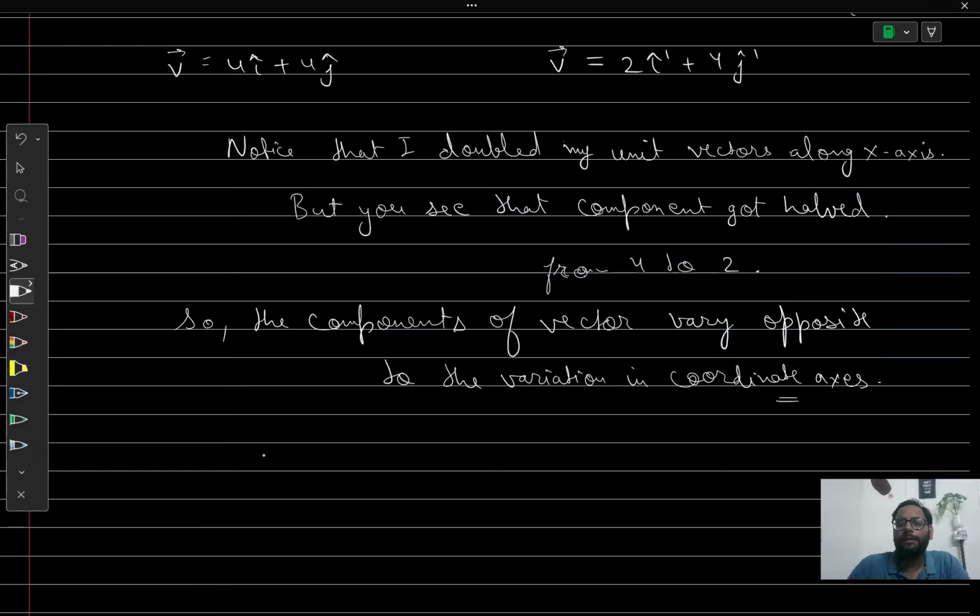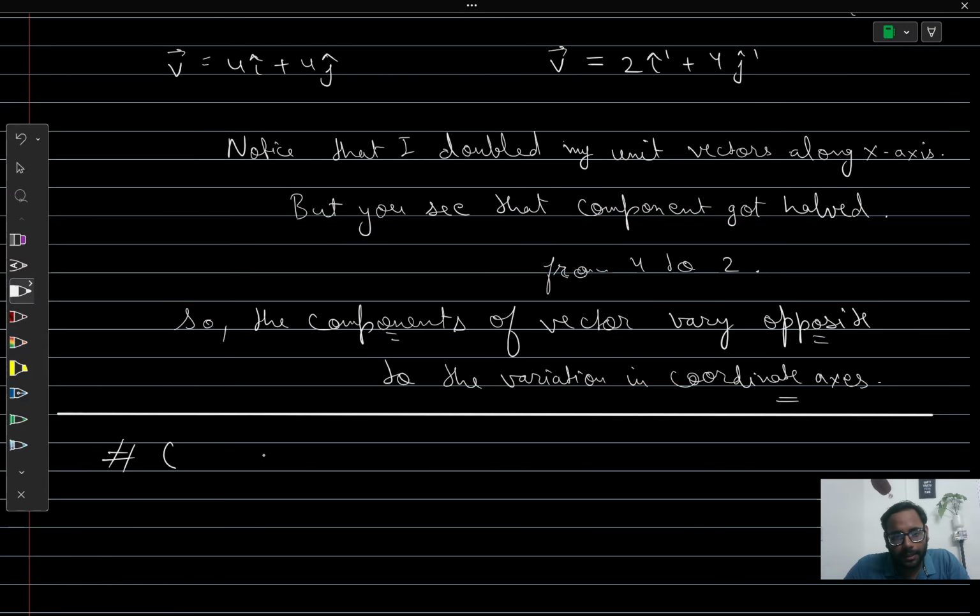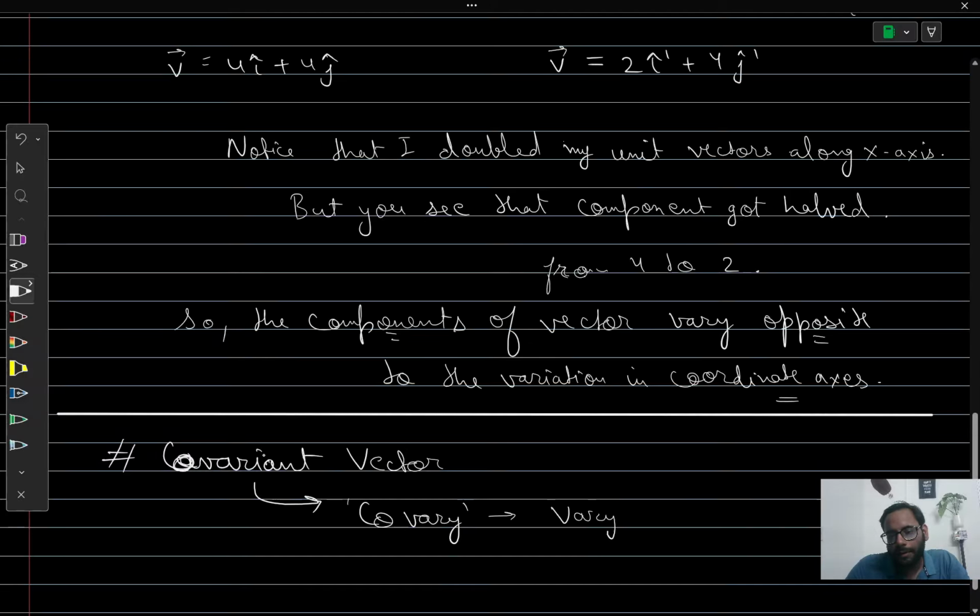Okay, so they vary oppositely. But on the other hand, if I take covariant vectors, what will happen? Let's see. Okay, so let's take covariant vectors. So this means they co-vary, they vary in similar fashion.